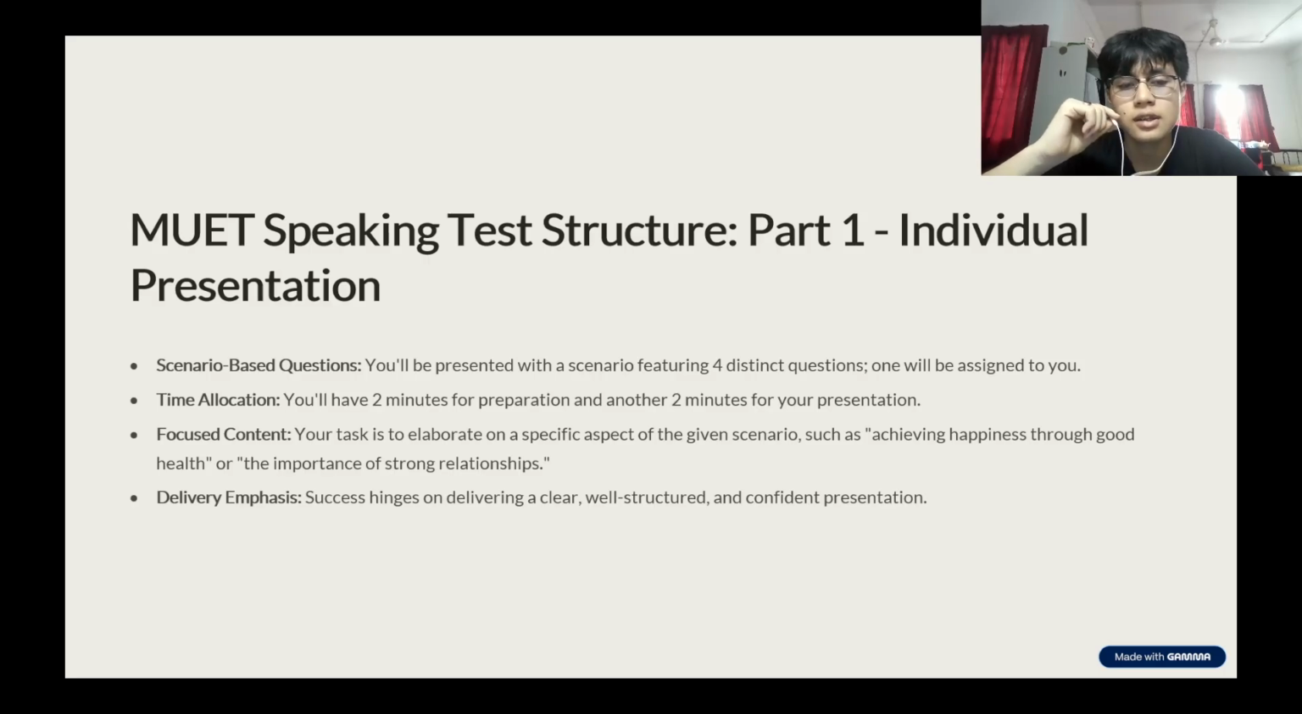Your task is to elaborate on a specific aspect of the given scenario. Let's say your topic is about achieving happiness through good health. You're going to talk about how you achieve happiness through, let's say, being healthy or exercising, etc. Success hinges on delivering a clear, well structured, and confident presentation.